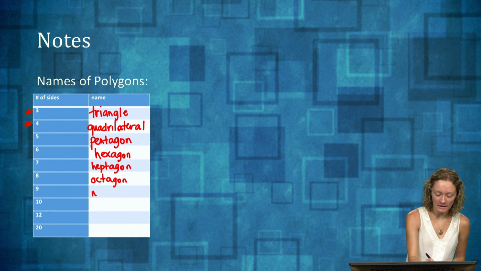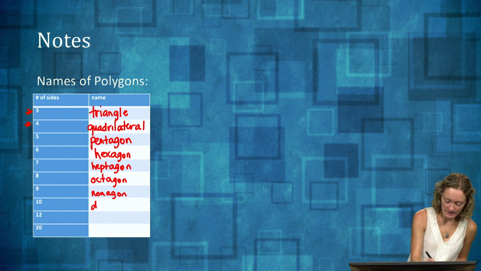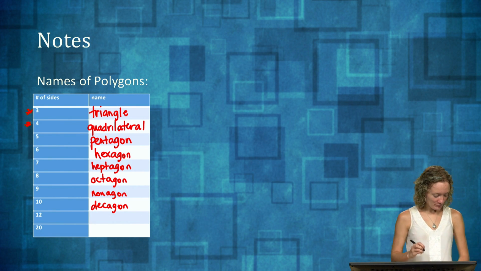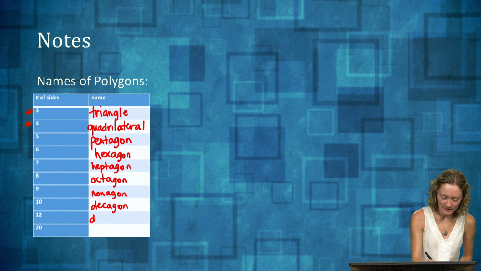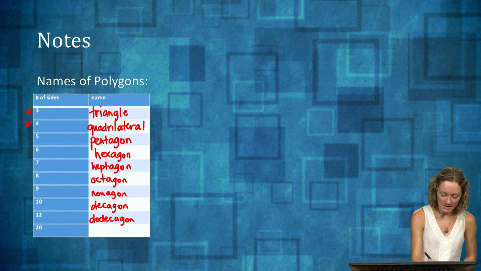Nine-sided figure, nonagon. A 10-sided figure, a decagon. We skip 11 to go to 12. A 12-sided figure, a dodecagon. And then a 20-sided figure, these are the only ones with special names, an icosagon.